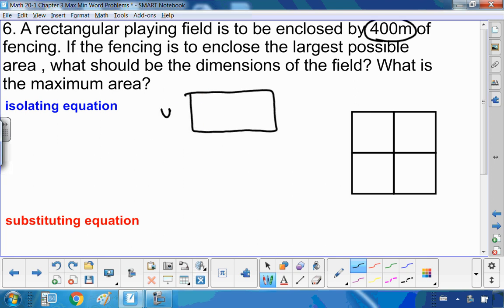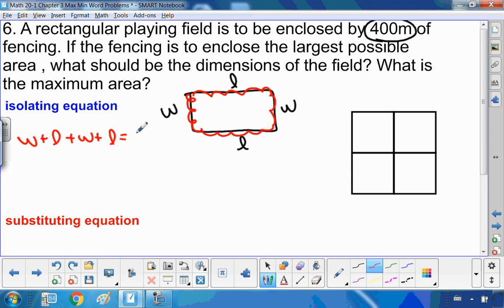I have a rectangular field with a width, a length, and a length, and the perimeter is 400. So that means that all the way around the rectangular field, I'm going to use 400 meters of fencing. So width plus length plus width plus length will equal 400, or 2 widths plus 2 lengths will equal 400. Now I notice everything there is divisible by 2, so I'm going to divide everything by 2, and I get width plus length equals 200.